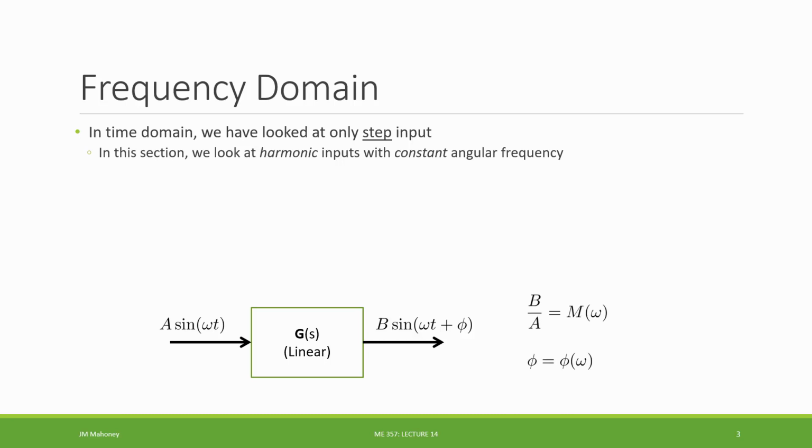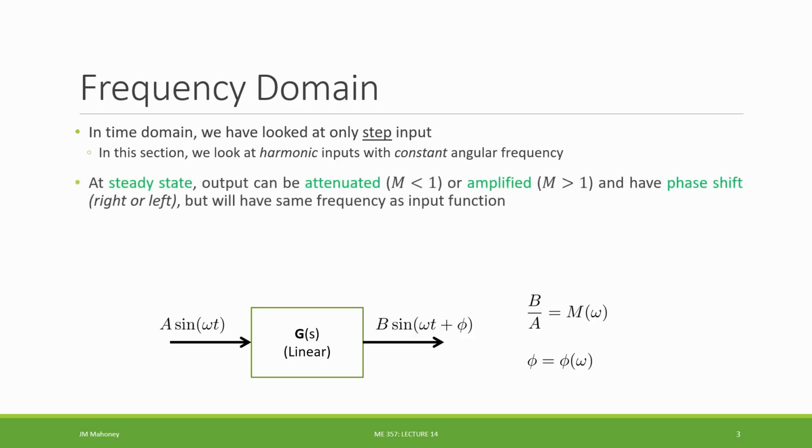So we have a couple of definitions here. The ratio of the output amplitude to the input amplitude, that b over a, is what we're going to call m, the magnitude. And this phi is our phase that comes in our output. So what we're going to see is when we reach steady state, our output can be attenuated, which means that m is less than 1, which means that the output amplitude is less than the input amplitude, or it can be amplified, m greater than 1, so b would be greater than a. And we could have a phase shift right or left. This means that the phi value could be positive or negative, but always it's going to have the same frequency as the input function.